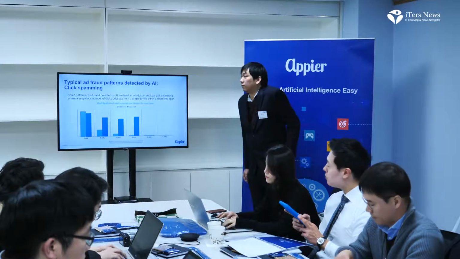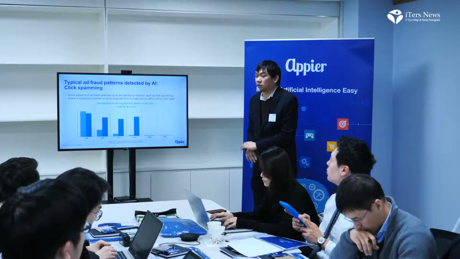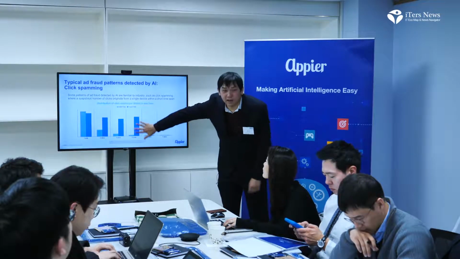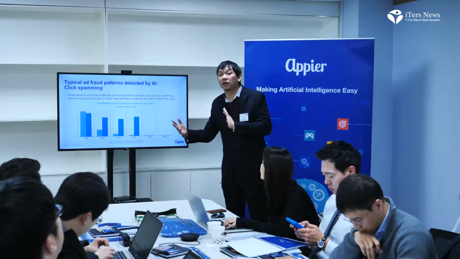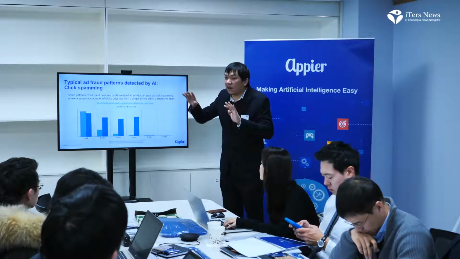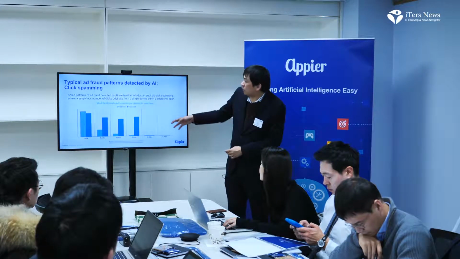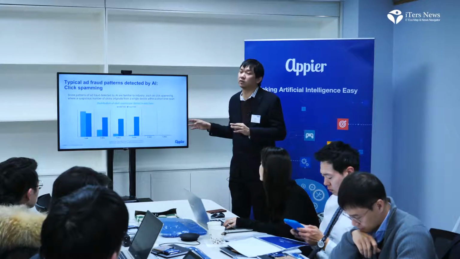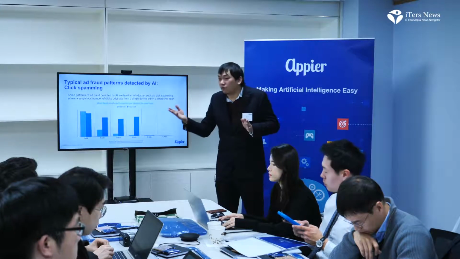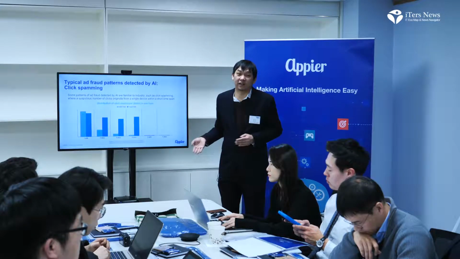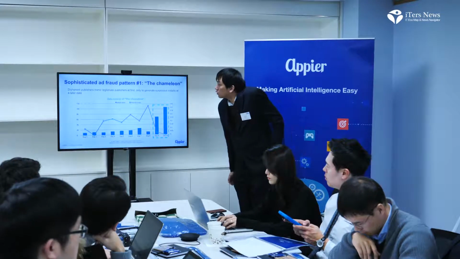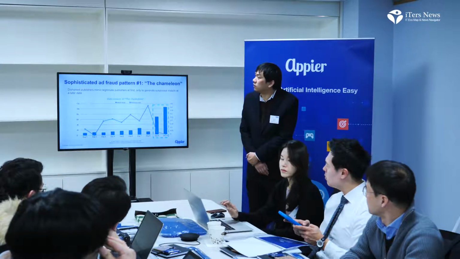So this is one of the very typical fraud patterns detected by our AI. It is called click spamming. Here we see the fraudulent traffic in dark blue. The device behavior from this fraudulent traffic is very abnormal, in that it has a high number of clicks within 1 hour. In this example, all the devices from this traffic average 4 clicks in 1 hour, whereas in the normal traffic, most devices only click 1 time or up to 2 times in 1 hour.